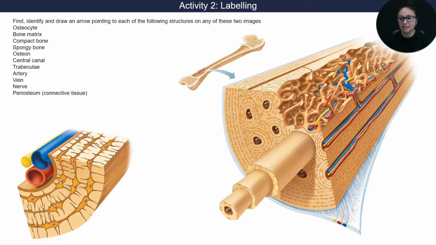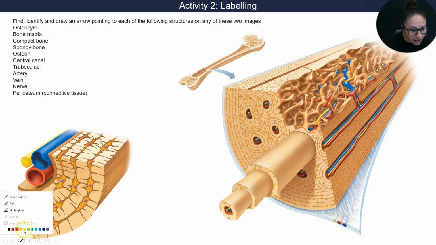The second activity here, I have given you two pictures to look at. Aren't they awesome? Now, I want you to label or find all of these things in either of these two pictures, and highlight them or do whatever you want. So with the first one, as an example, I want you to find an osteocyte. I'm going to highlight an osteocyte in this picture because sometimes textbooks can be misleading.